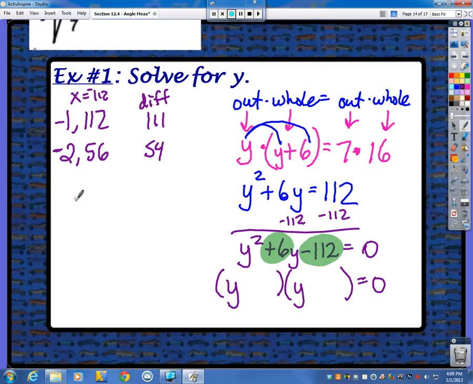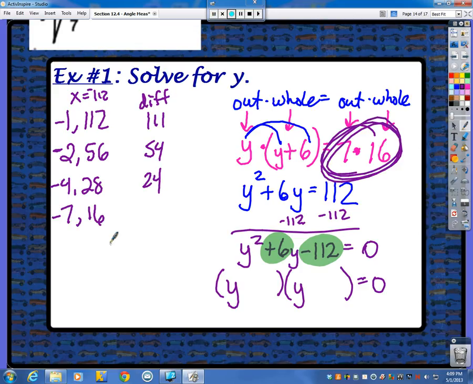3 can't go into it. Can 4 go into 112? That's where I need my calculator help here. Yeah, 4 can. We could say negative 4 times 28, but still the difference between that is 24. 5's not going to go into it. Will 6? No. Will 7? Yes. 7 times 16, which we already knew from over here. What's the difference between those two? 9. So we're getting closer.